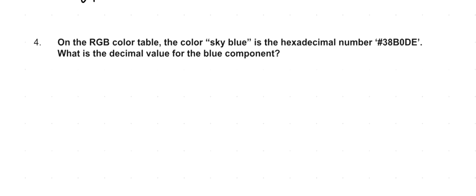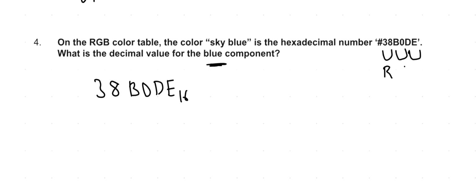So it wants you to convert 38B0DE into decimal. But actually, rereading the problem, it only wants the blue component. So I guess what I said earlier does matter. Okay, so 38, B0, and DE. As I said earlier, these represent R, G, and B. And since what it wants is the value for the blue component, you only need to care about the last 2 digits, which represent the blue component, which is DE.